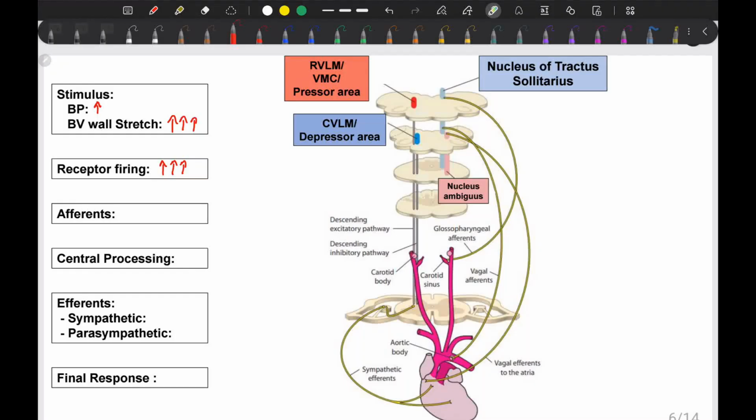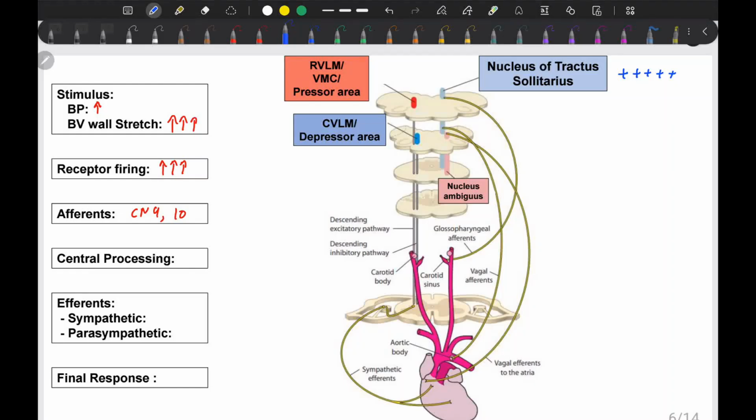Efferent: if receptors are firing more, the efferent will be cranial nerve 9 and cranial nerve 10. Now comes the part of central processing. This is the important part, or I can say the core of this mechanism. All the afferents carry the sensation to the nucleus of tractus solitarius, which is the main center. The baroreceptors are firing more and more. Because the firing frequency is increasing, the stimulation of the nucleus tractus solitarius will be increased. So more and more stimulation of the nucleus tractus solitarius happens.